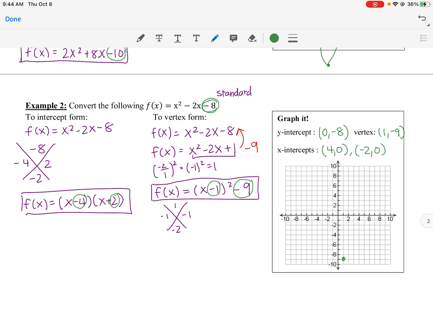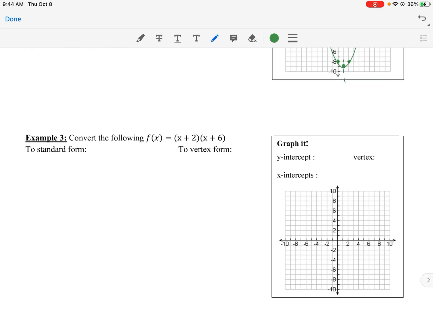Positive 1, negative 9. Negative 8, and then you also have 4 and negative 2. If it's helpful for you, remember this axis of symmetry will go through that vertex. So it will mirror on the other side if you wanted to plot another point across from the y-intercept. Okay, one more.